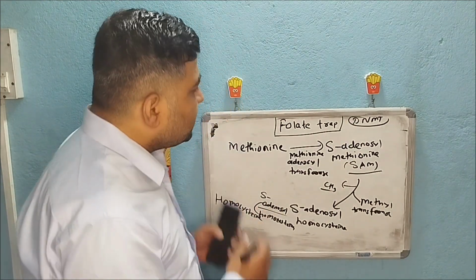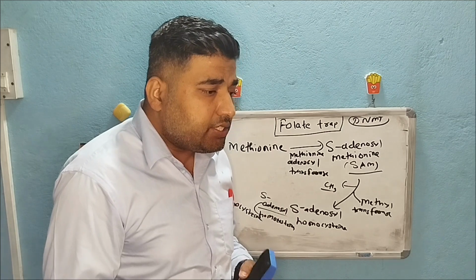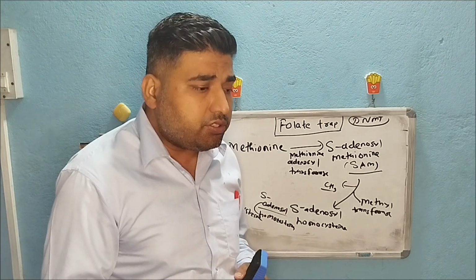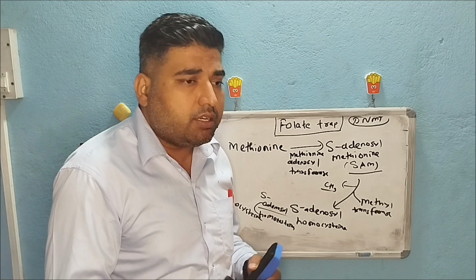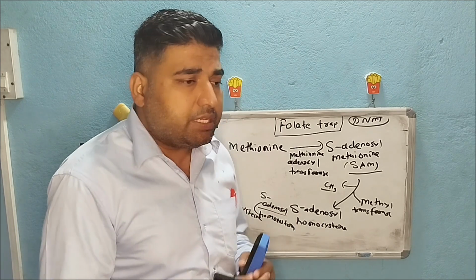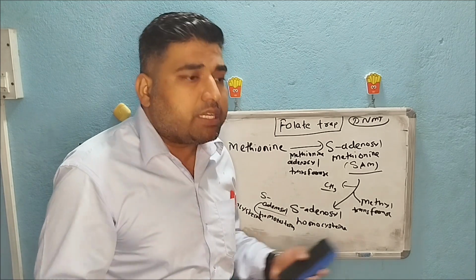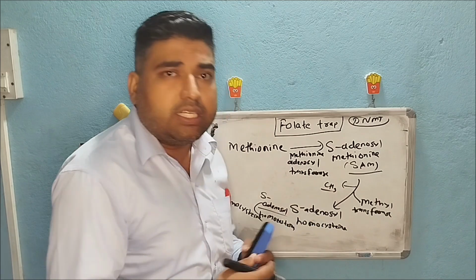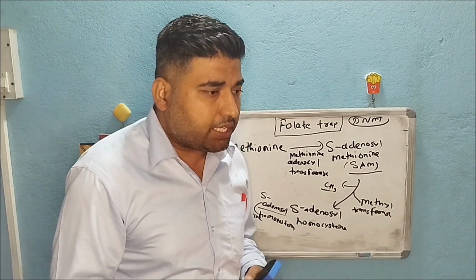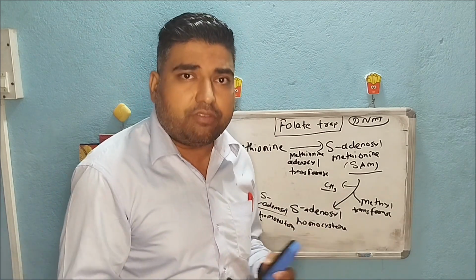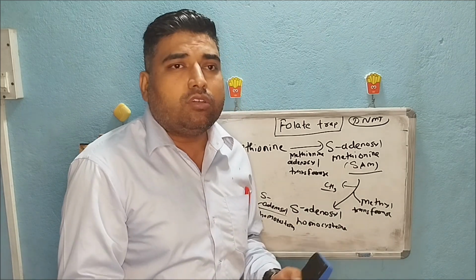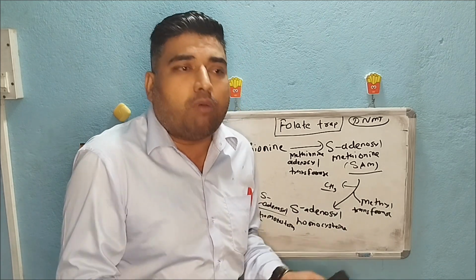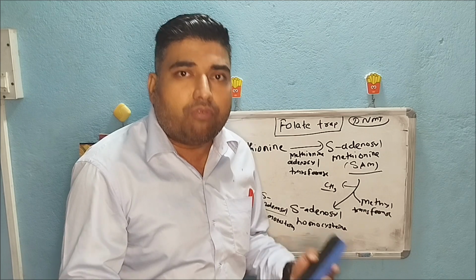Folic acid or folate is a water soluble vitamin, and its major function is hemopoiesis. That means it helps in the formation of blood cells. It is also involved in DNA synthesis, since it is a hematopoietic vitamin. So I'll be talking about how folate gets trapped in the form of 5-methyl tetrahydrofolate.